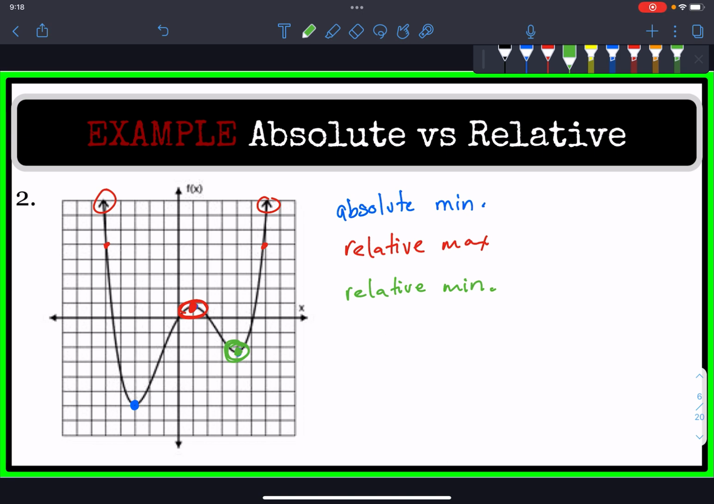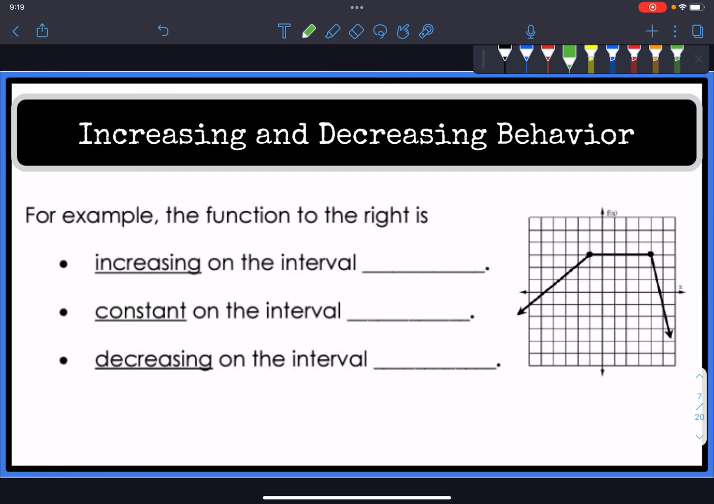Now, one of the reasons it's important to be able to identify these extrema is because we use these extrema to determine where our graph is increasing or decreasing. So for example, look at the graph we have here on the right. Notice that our graph is changing direction in 2 locations. So we have 2 critical points. This one right here in blue is occurring at x equals -1. And this point right here in red is occurring at x equals 4.